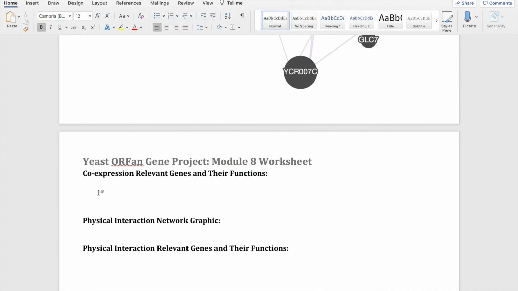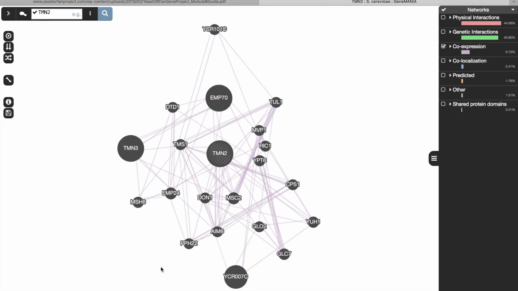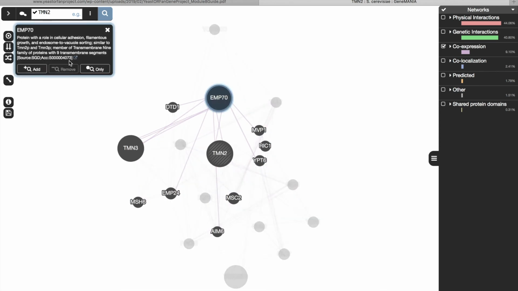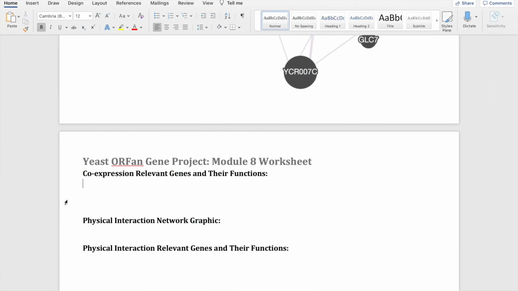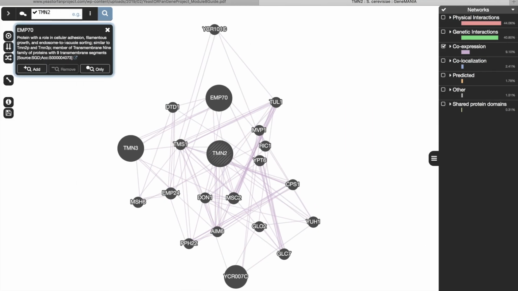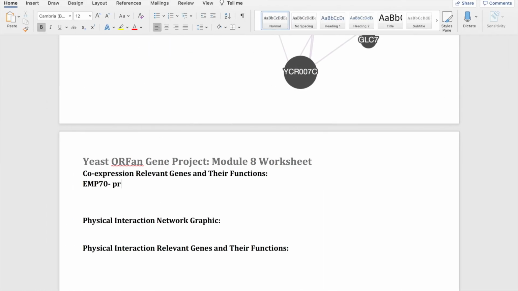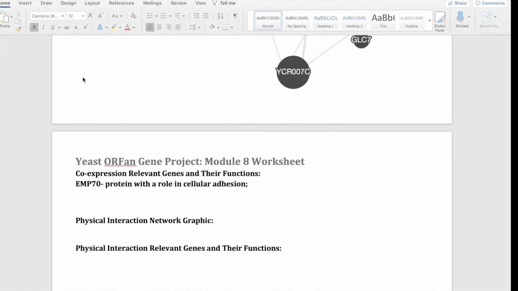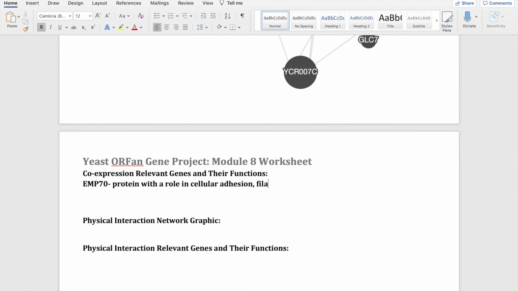And now we're going to start with co-expression relevant genes and their functions. So you're just going to click on the genes that come up, and it'll state the gene and the description up there. So you can't copy and paste the description from here, but what I didn't realize is you could search the gene in the SGD and copy the description from there. EMP70 is a protein with a role in cellular adhesion, filamentous growth, and endosome to vacuole sorting.